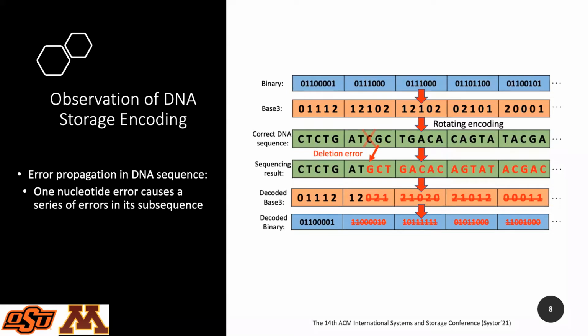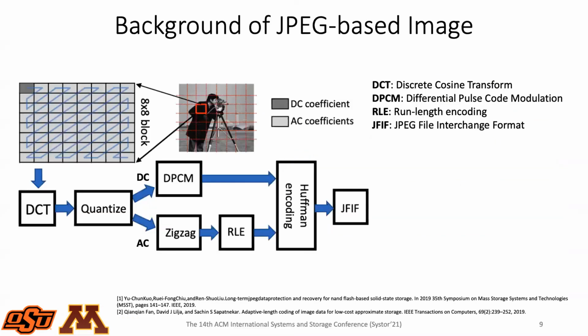Comparing the decoded binary value and the original binary value, we can see only the first byte of data is correct, but the following bytes are totally wrong. This is so-called error propagation, where only one error in the nucleotide or DNA sequence can cause a series of errors. Here I want to introduce the background of images.